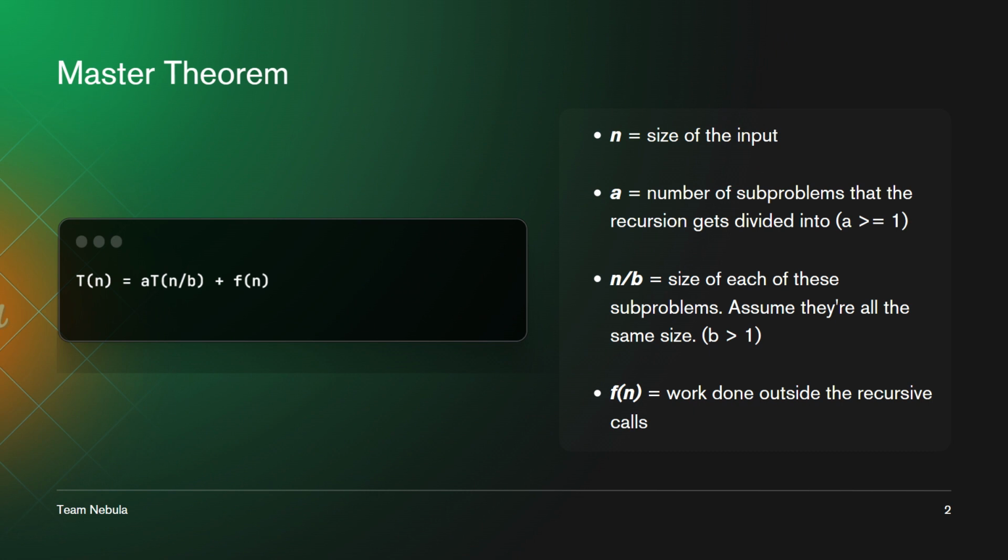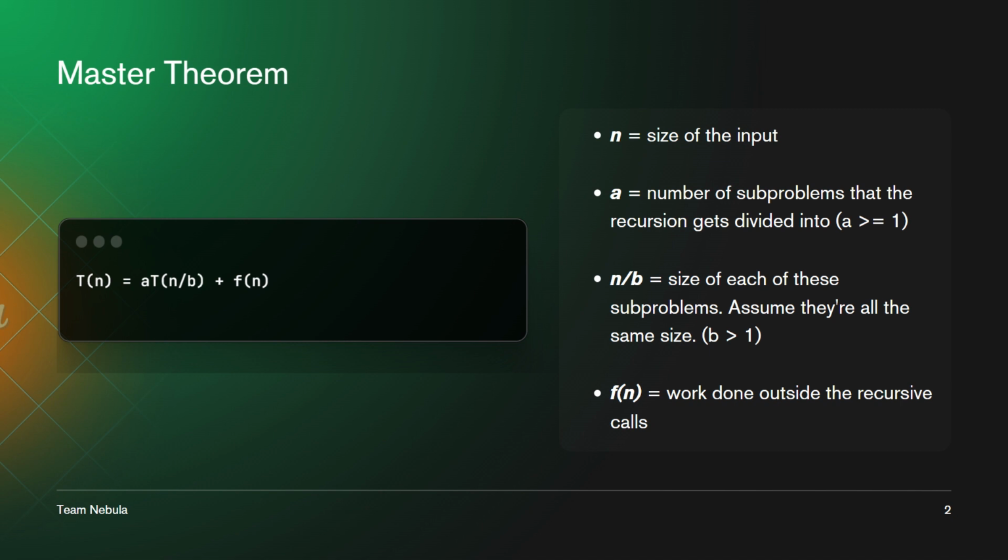So, the function we use for this is the function T(n) = a × T(n/b) + f(n). So, let's break down what these variables mean. n stands for the size of the input we are working with. a represents the number of subproblems that the recursion gets divided into. And n/b tells us the size of each of these subproblems, and we assume they are all the same size. f(n) is the work done outside the recursive call, like the cost of dividing the problem into subproblems and then merging their solutions.